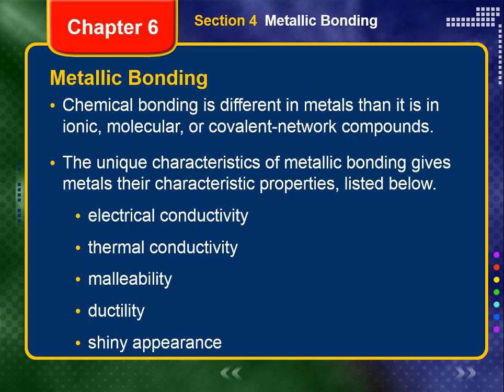Chemical bonding is different in metals than it is in ionic, molecular, or covalent network compounds. This difference is reflected in the fact that metal has several unique properties. They are excellent electrical conductors in the solid state, much better conductors than even molten ionic compounds. This property is due to the highly mobile valence electrons of the atoms that make up the metal.